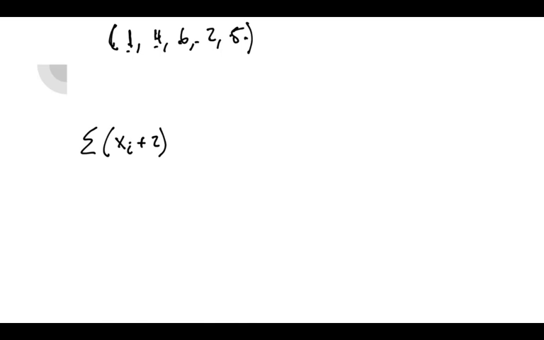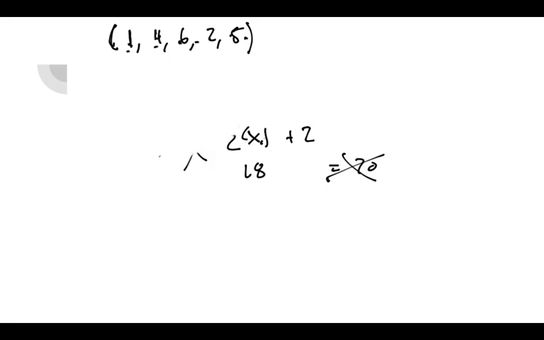And now for this, I can't just say, you might want to say, oh, well, this is just going to equal the sum of xi plus 2. And this is 18 plus 2 is 20. Nope, right? That's not how this works. You can't do the same thing with the division that you did here.